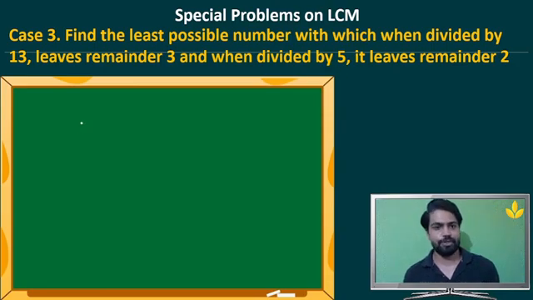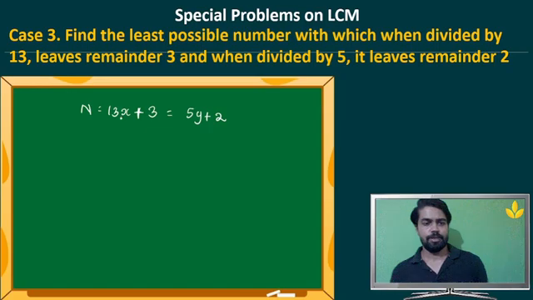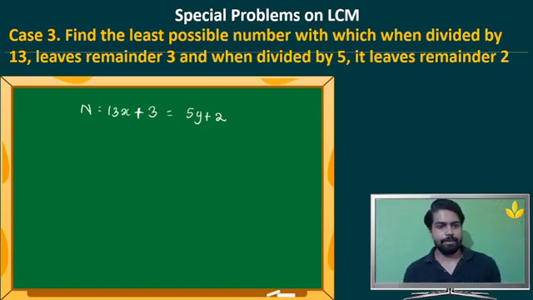So how to answer this kind of question? Let us take the given number as n. When we divide by 13, we get a quotient x plus the remainder 3. Same number when we divide by 5, we get some quotient y plus the remainder 2, right? So now what we have to do here is check this number. So 13x plus 3 minus 2 is equal to 5y. When we simplify this, we get 5y is equal to 13x plus 1.